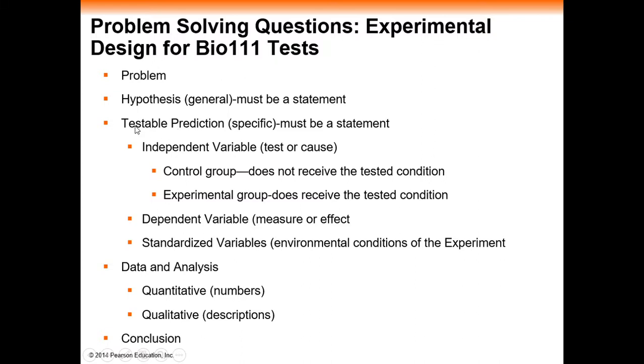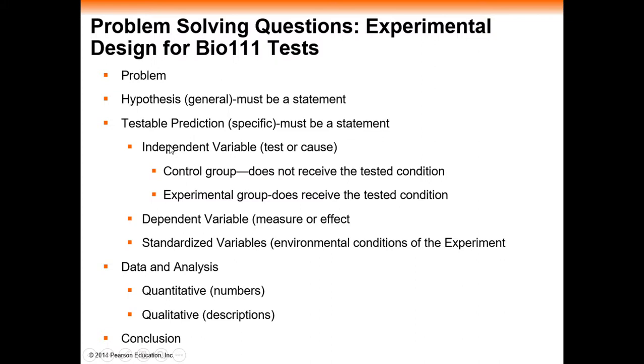Next, we'll have a testable prediction. This is a specific prediction that comes out of the hypothesis that we're going to use to create an experiment to find out more about that problem or to solve that problem that we're looking at. This testable prediction, again, must be a statement. The thing about scientific experimentation is that before we do the experiment, we have to make a prediction about how we think the experiment is going to go. And we do that in order to be rigorous and to be purposeful and intentional when we design experiments. And that helps our experiments be valid.